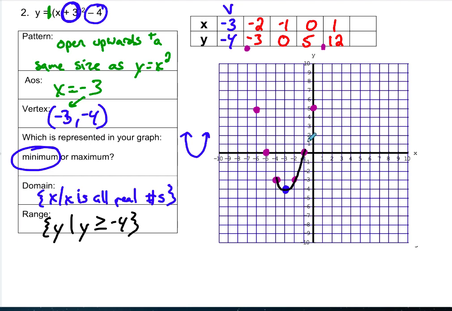So now I draw my graph and try to make as smooth of lines as I can heading in both directions. And then my last step is I always like to draw in that axis of symmetry. So it's going to go right down through my graph, and that's x is equal to negative 3.